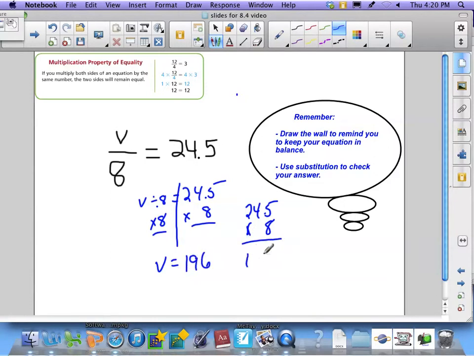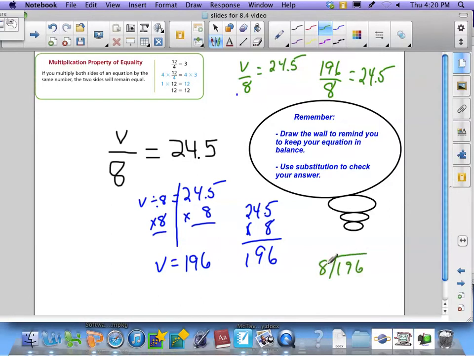Make sure you show all your work. Now again, don't forget to check. v divided by 8 equals 24 and 5/10. Then your second step, you want to substitute for v: 196 divided by 8. If this is really a solution of the equation, it's going to equal 24 and 5/10. So let's do the math. No fake checking.